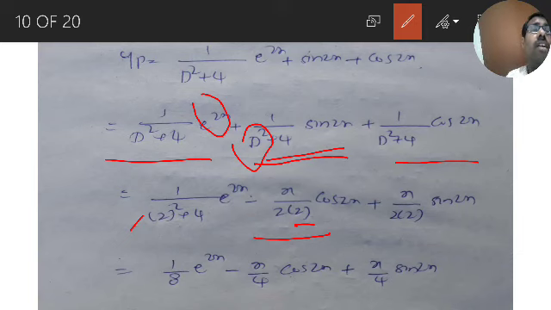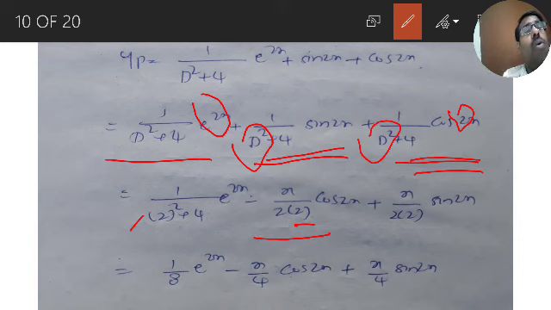Again the third term, what you are having, 1 by d square plus 4 of cos 2x. A is equal to 2, a square is equal to 4, minus a square is equal to minus 4, and minus 4 plus 4 becomes 0. Now apply the formula: 1 by d square plus a square of cos ax is x by 2a into sin ax, that is x by 2 into 2 sin 2x. So what is our final answer of yp?